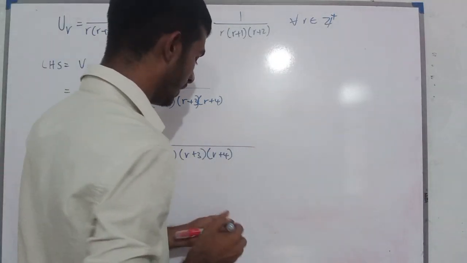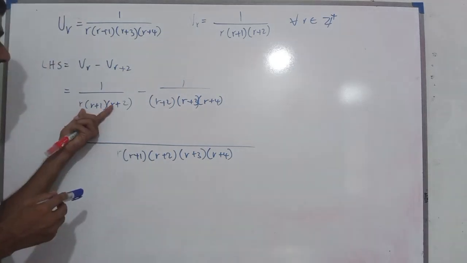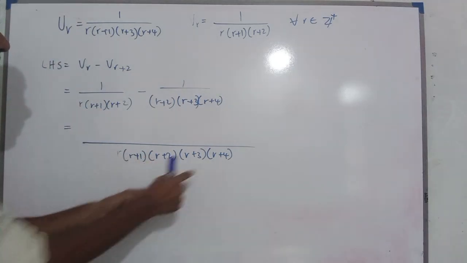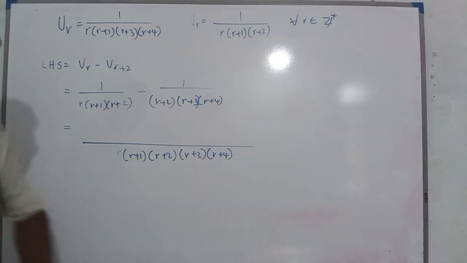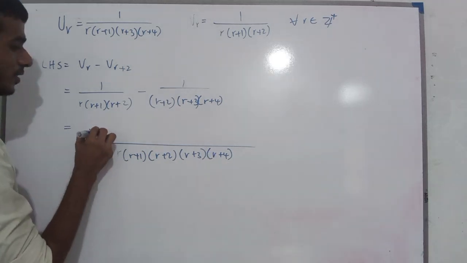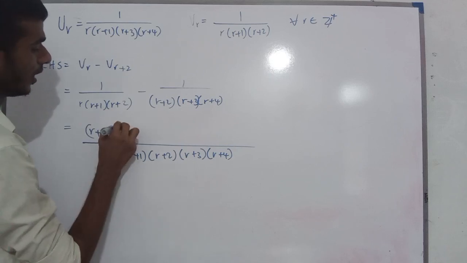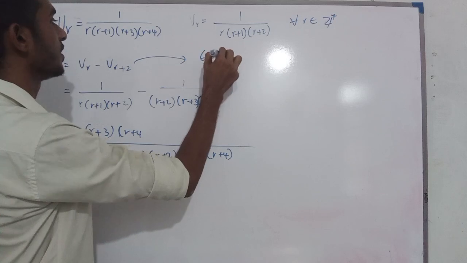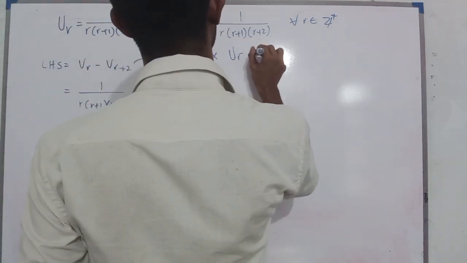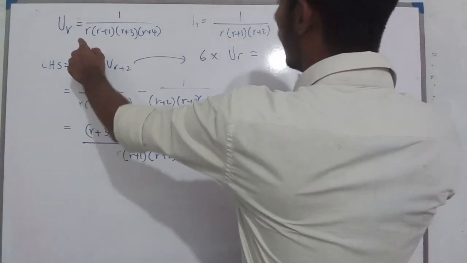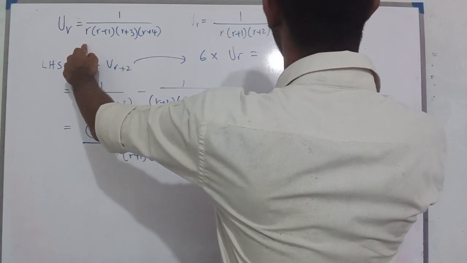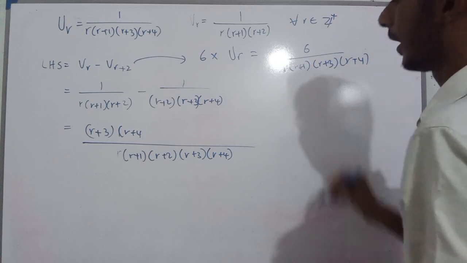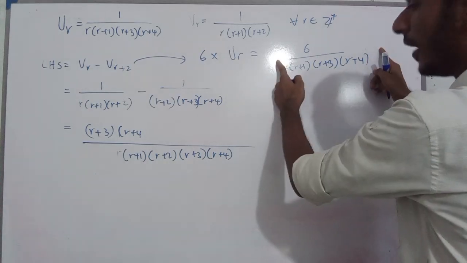Now you have to divide LCM by this denominator. So R into R plus 1, R plus 2. These two will be remaining there. So R plus 3 into R plus 4. Now we have to show that this is equal to 6 times UR. That is equal to what? 6 divided by R into R plus 1, R plus 3, R plus 4. Now you see, this should be the final answer.